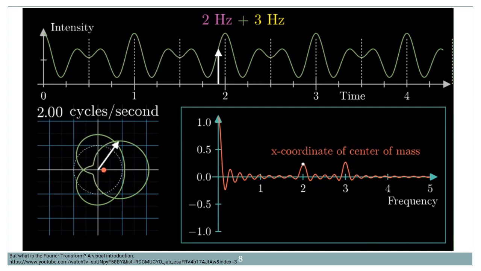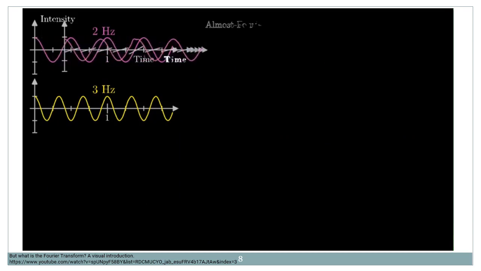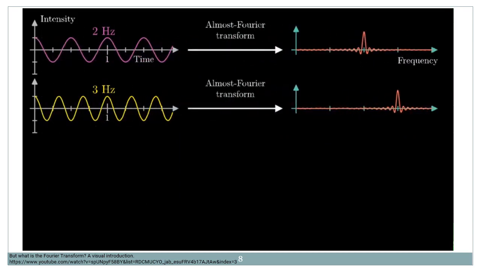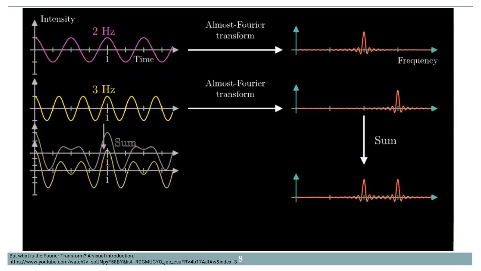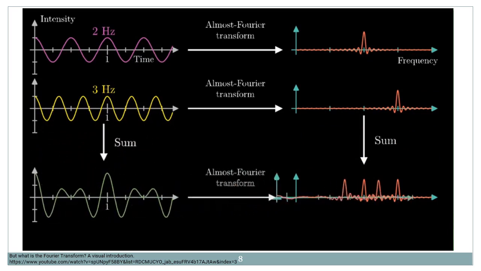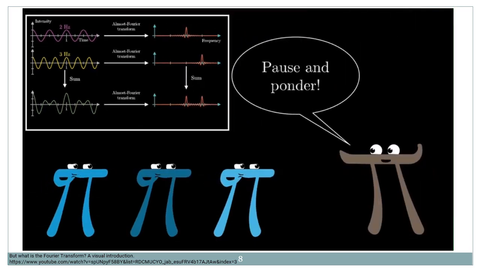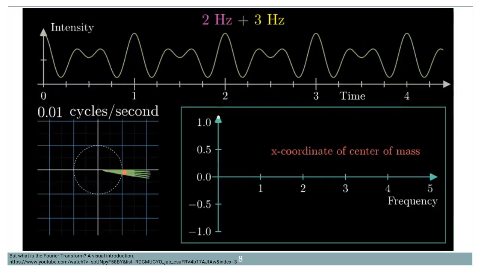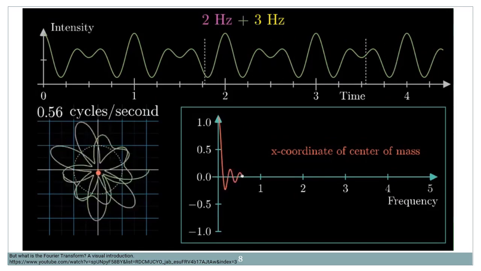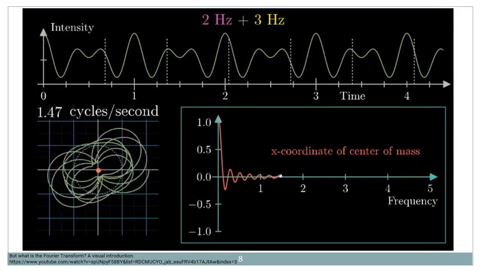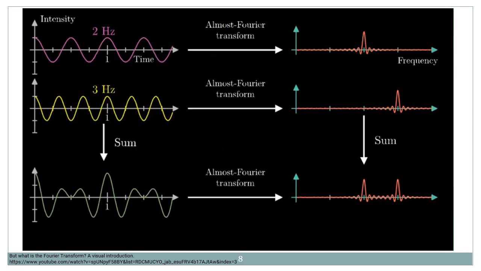Now what's going on here with the two different spikes is that if you were to take two signals and then apply this almost Fourier transform to each of them individually, and then add up the results, what you get is the same as if you first added up the signals and then applied this almost Fourier transform. And the attentive viewers among you might want to pause and ponder and convince yourself that what I just said is actually true. It's a pretty good test to verify for yourself that it's clear what exactly is being measured inside this winding machine.